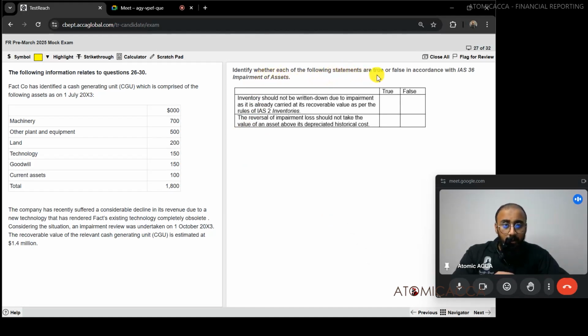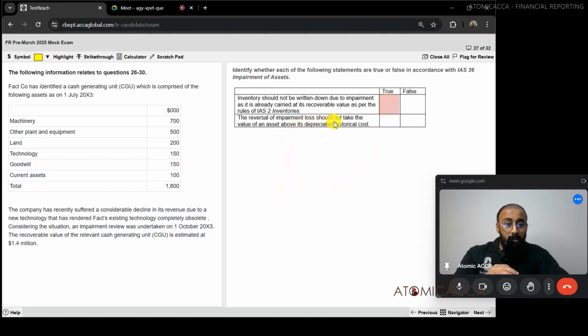Identify whether each of the following statements is true or false in accordance with IAS 36. Inventory should not be written down due to impairment as it is already carried at its recoverable value as per the rule. Yes, because as per IAS 2 we say that it is lower of cost or NRV. So whatever current assets you're seeing here at 100, it's already at the lower value. You cannot impair this any further below this. So this is true.